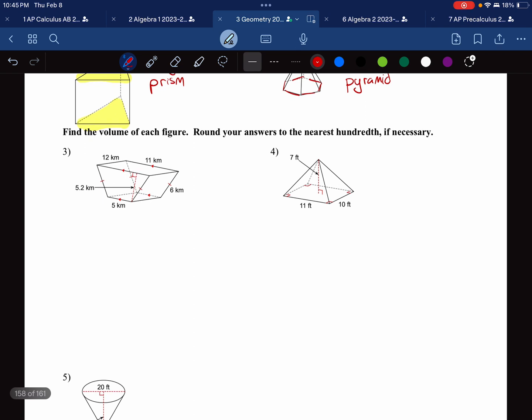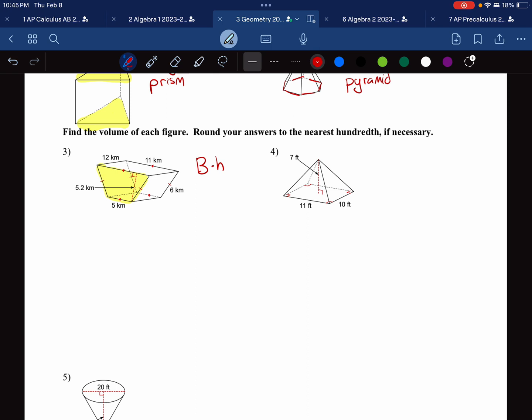So in general, to find the volume, it's always going to be the base area times the height. This first one is a little bit tricky though, because the base area is hard to see. The base area here is actually the front, which is a trapezoid.